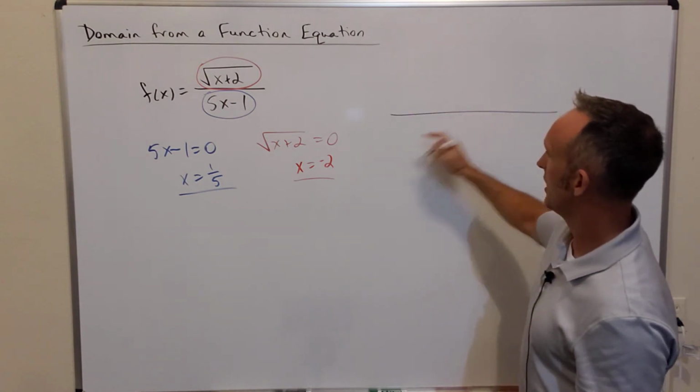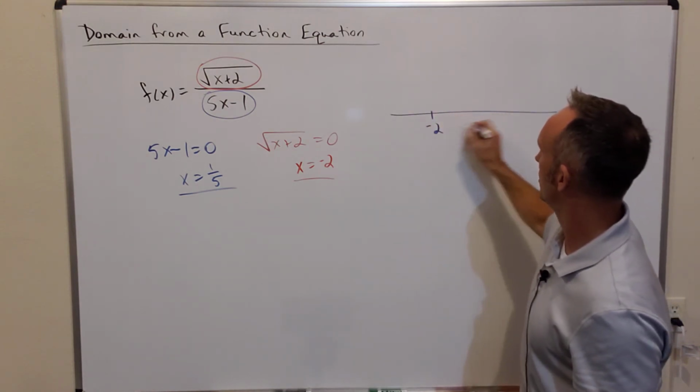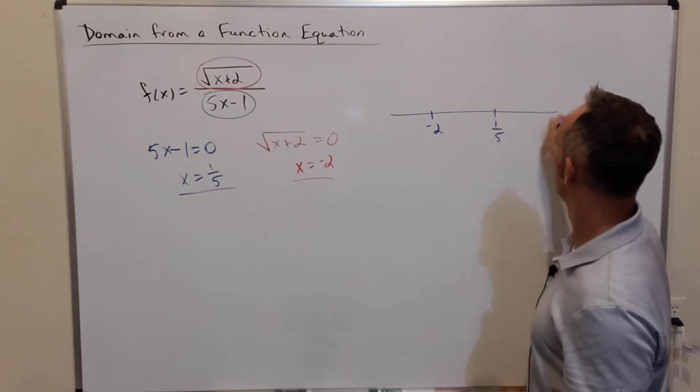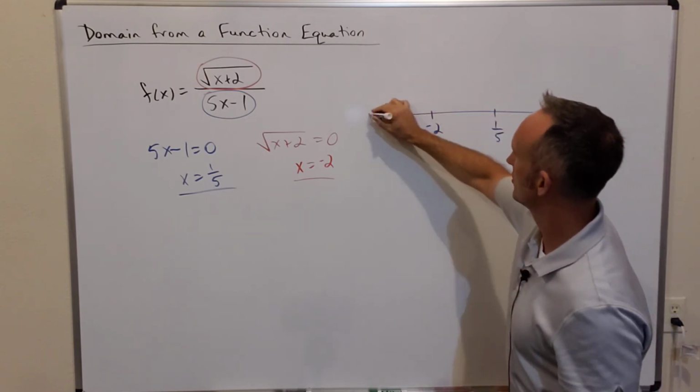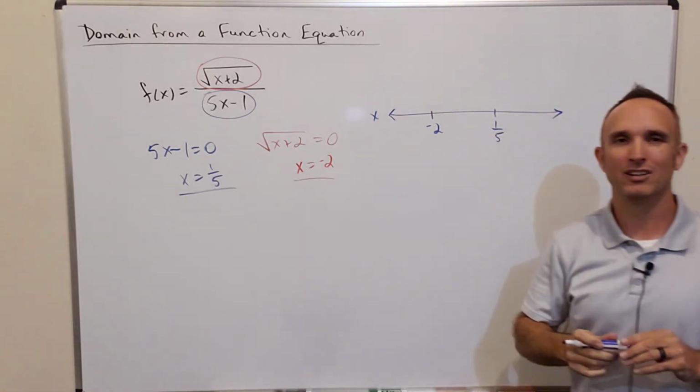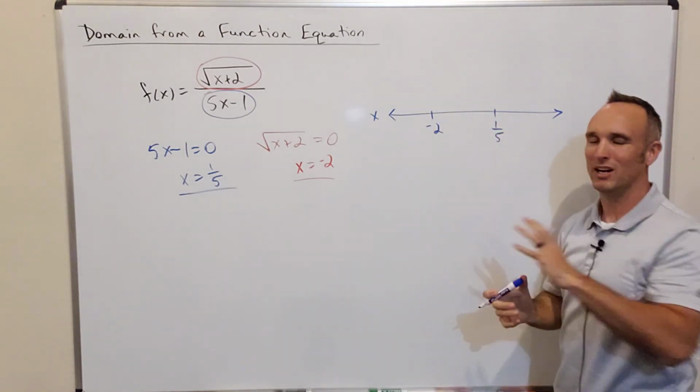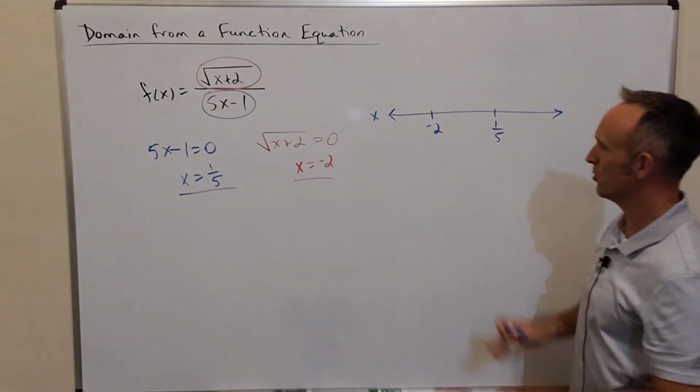We cut our number line. -2 comes first on the number line, and then 1/5 comes later. Make sure you get those in the right order. It can wreak havoc when you go to look at your number line, it could really confuse you if you have those in the wrong order.